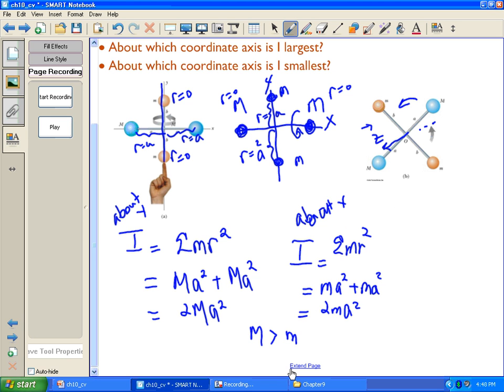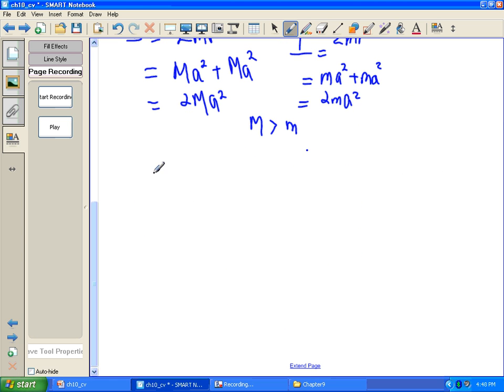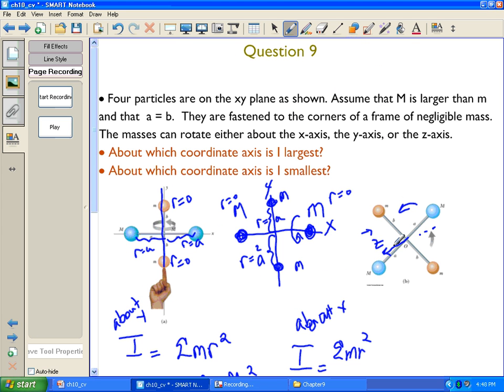What about the rotation about the z-axis? And I have to move a little further here about the z-axis. Now this time, however, because the z-axis, let's come have a look. Because the z-axis is perpendicular to this plane right here, both capital M's are a distance a away from the z-axis. See, the z-axis is in the third dimension coming out at you. And both of the small m's are at a distance b equal to a from the z-axis.